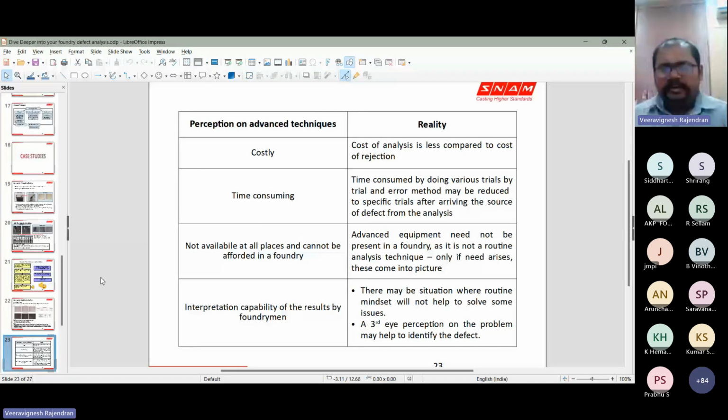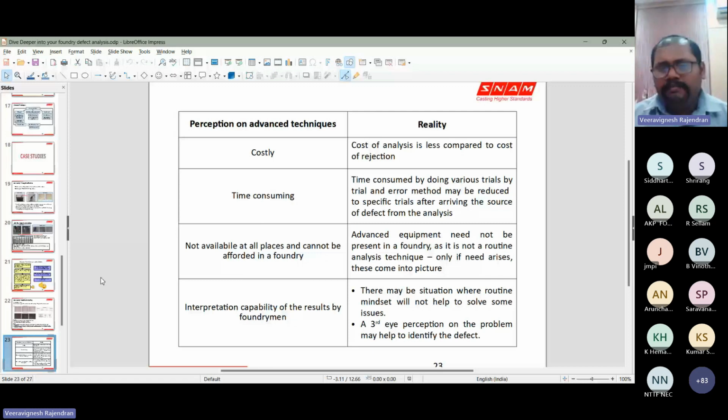Say, for example, I make 3.1 carbon, 3.2 carbon, 3.3 carbon, 3.4 carbon. That is a waste of time. I cannot do so many trials at my foundry. So I invest in the analysis techniques or advanced techniques available, by a training or by knowledge gathering, such that I take a minimum number of trials and solve the problem at the earliest.